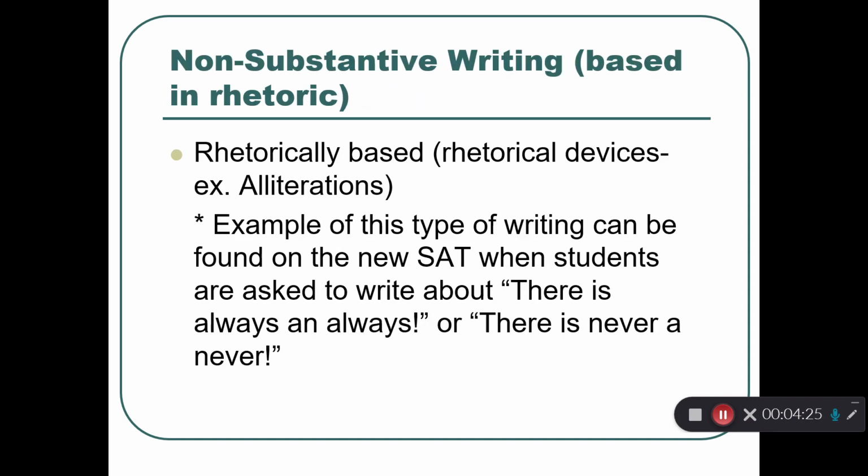The next type of writing is non-substantive writing. This type of writing is rhetorically based, which means that you use rhetorical devices such as alliterations. If you have taken the newer version of the SAT, you may have been asked to write about there is always and always, or there is never and never. This would be an example of when you would have had to write non-substantive writing.